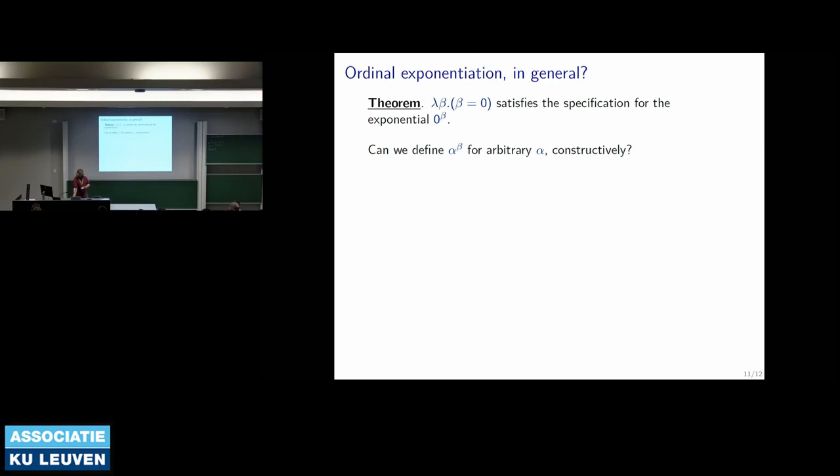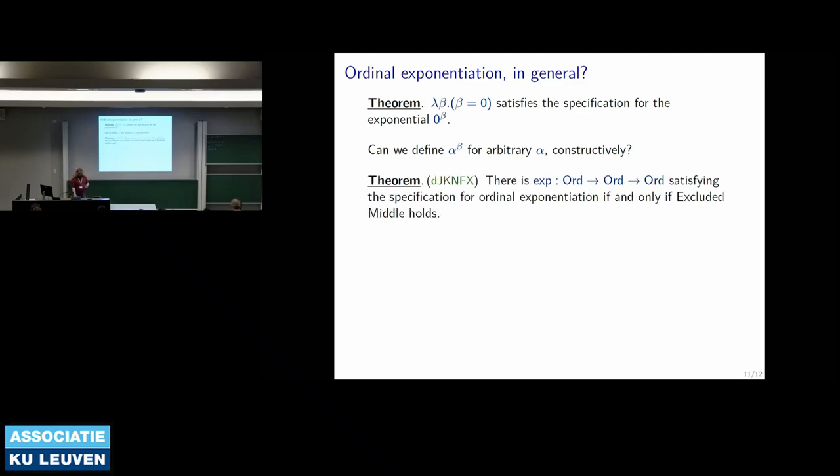So you could say, can we do this in general, alpha to the beta for arbitrary alphas? We've done it for 2 special cases, right? And the answer is that you can do that if and only if you have excluded middle.